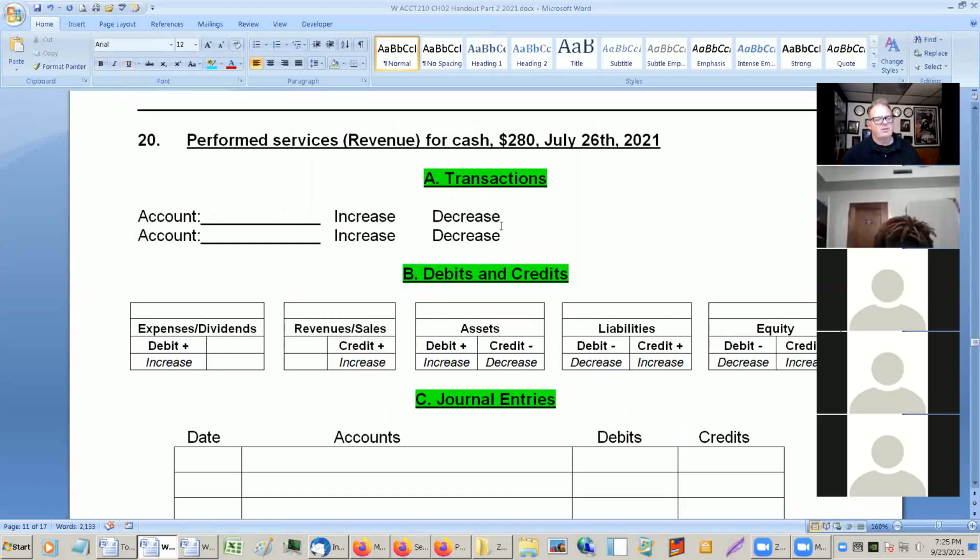Now, there is a beauty to revenues. Cost money coming in, which is an increase. Great.